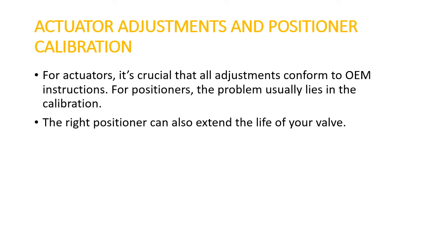Another common problem encountered is actuator adjustment and positioner calibration. The positioner gets out of calibration in some cases, and that may be due to a loose mechanical linkage issue, or in some cases the positioner gets damaged, or there is some electronics fault. Also, in some cases the instrument air may contain dust or moisture, resulting in problems with the pneumatic circuit.